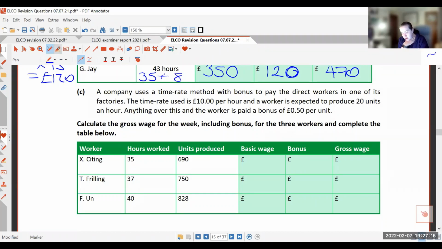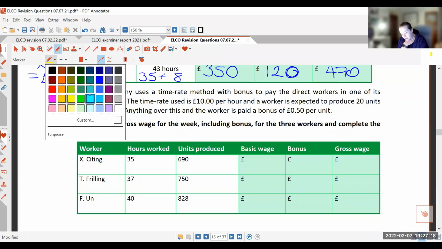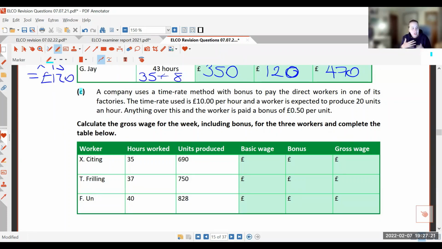We've got a similar question on this one, so let's just have a different colour. So we've got, again, that mix of time rate method and a little bit of bonus. It's going to be looking at £10 per hour basic, and there's an expectation that 20 units an hour is produced. They will still get their basic wage, whatever. If they work over the minimum expectation, they get a bonus of 50p per unit. When it says 50p per unit, that means the units above the minimum.